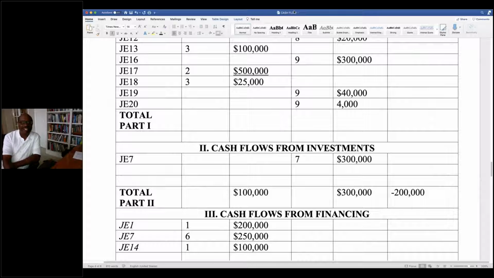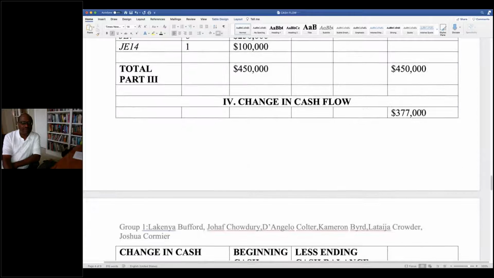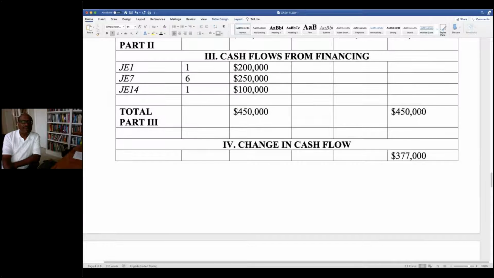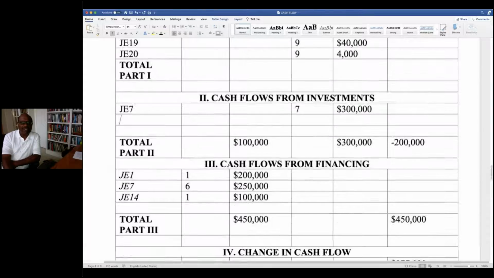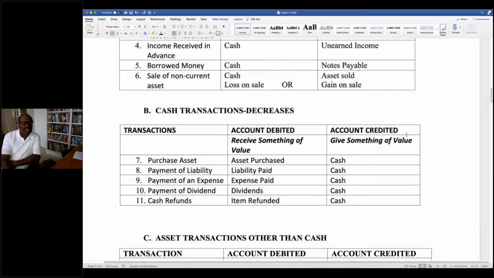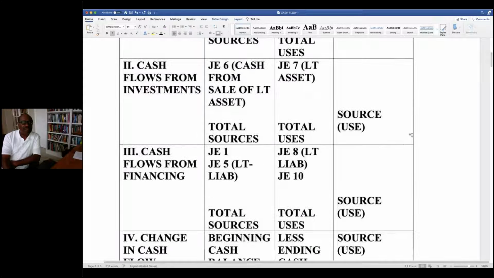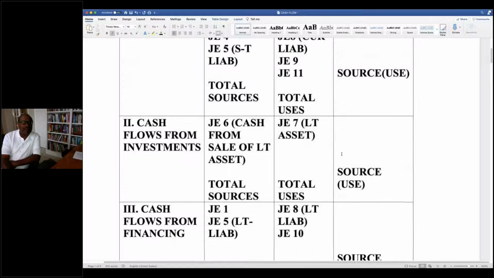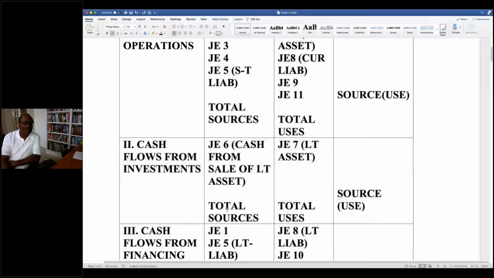Wait, Professor. So why is number 1 down? When we did it in the class and on the template, you had number 1 in cash flow for investments. Let me see. Because journal entry 1 is in part 3. Oh yeah, never mind.